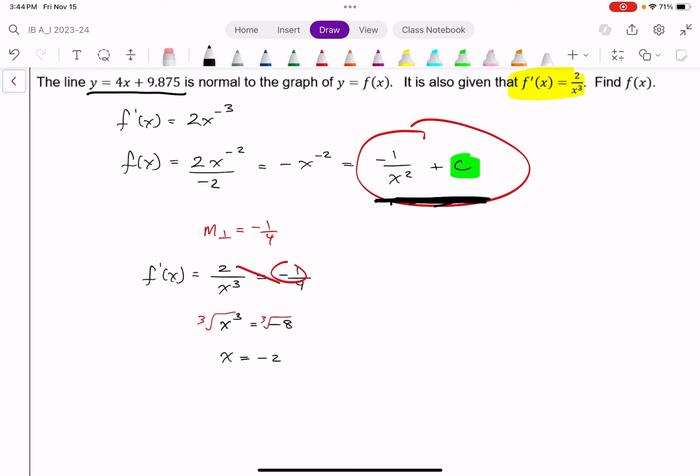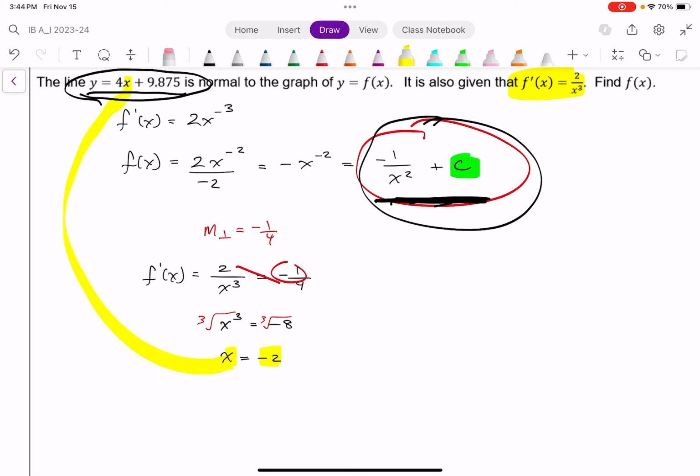So I know the x value, I now need to find the y value. I still don't know what this function is, so I can't put -2 into that, but I do know it meets the normal line at that point. So I can put this -2 into my equation here. Because when x is -2, my normal line and my function f cross each other. So now let's look at that.